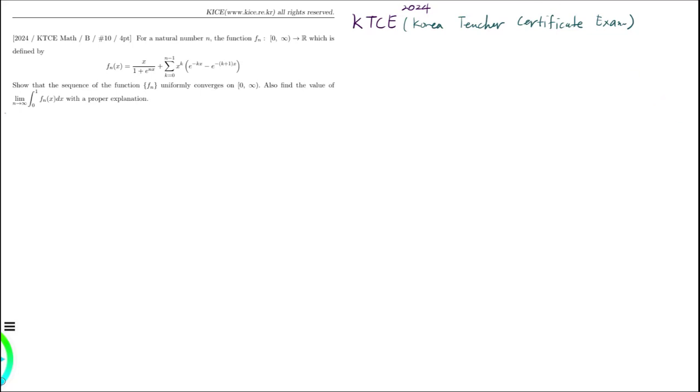Okay, in this video I'm going to specifically deal with the B type, major B type, problem number 10. This is about convergence of sequence of functions.